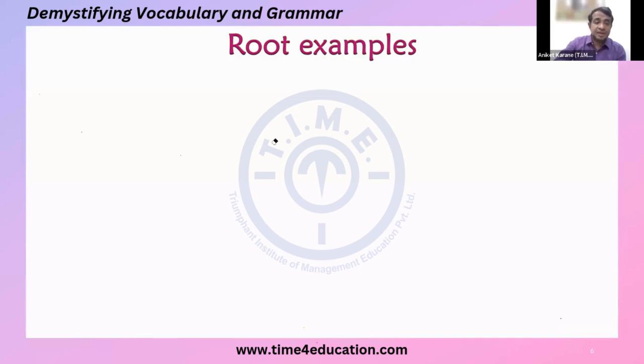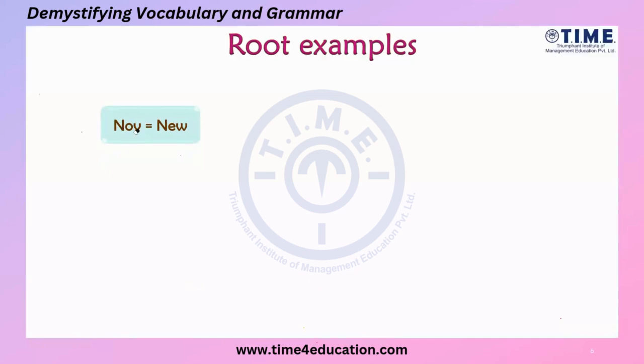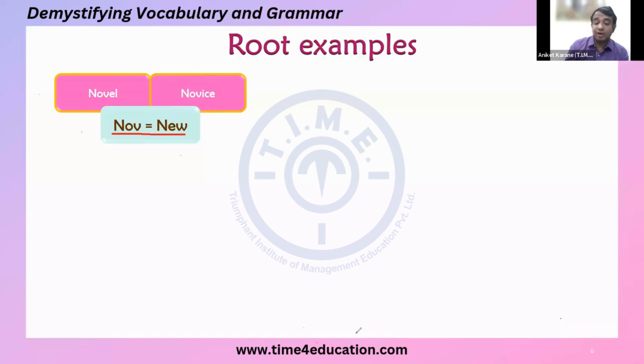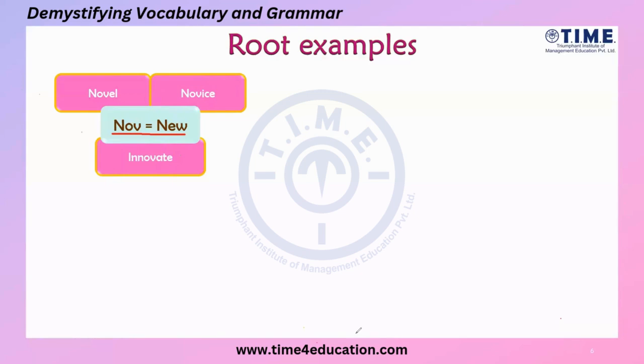Let's look at some examples for you guys to start. So now is new. What we want from this is something that has now in it, and it should mean new. Let's look at some words that you can come up with. Novel is one word. Second word is novice. The third word is innovate. So it's a novel idea.